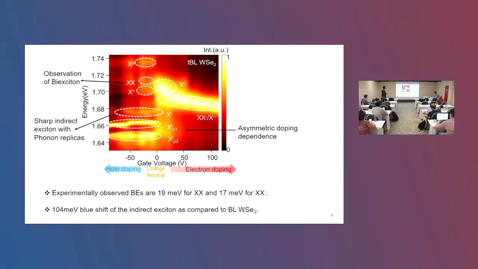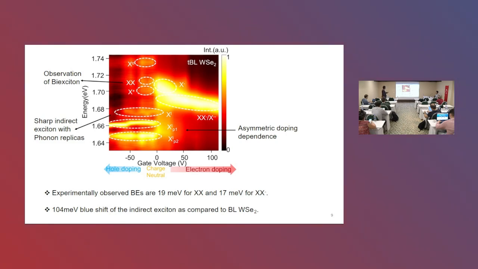They have found that if you see the overall energy change, it's around 19 millielectron volt and 17 millielectron volt from XS minus. So that is not possible with the single phonon process. That's why the most dominating part is the two phonon replica, okay?